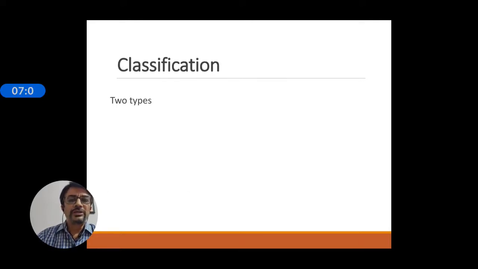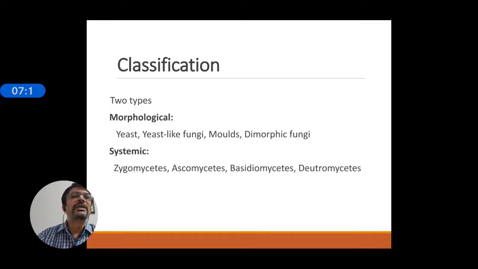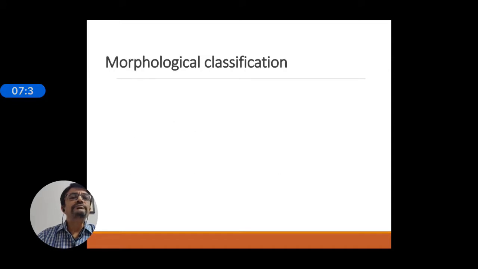Classification: there are two types of classification. One is the morphological, or working, type of classification, where you see the fungus and classify it into different classes like yeast-like fungi, molds, and the dimorphic fungi. The other is systemic classification, which is scientific and based on sexual reproduction. As per that, there are 4 classes of fungi. We'll see both classifications one by one. So first, it is morphological.